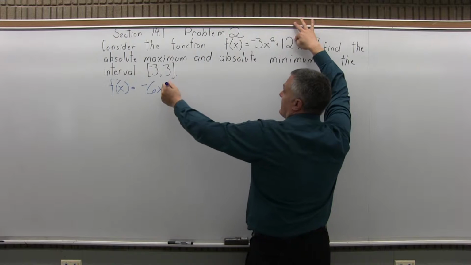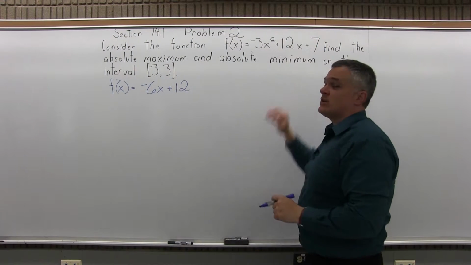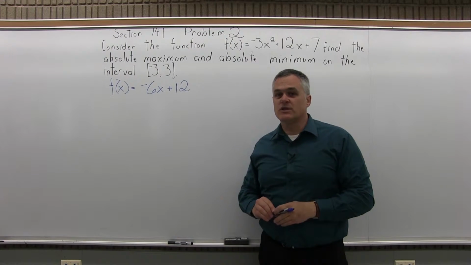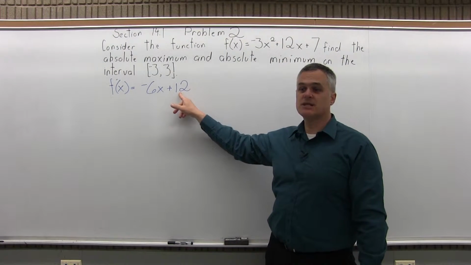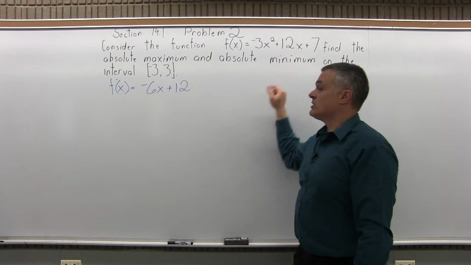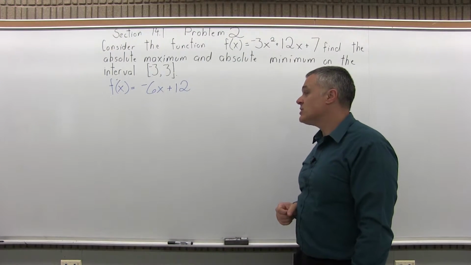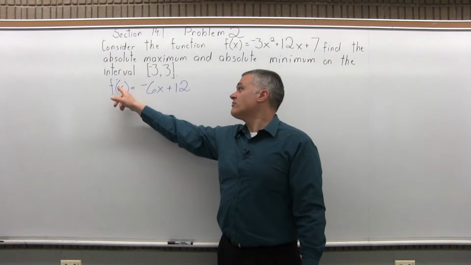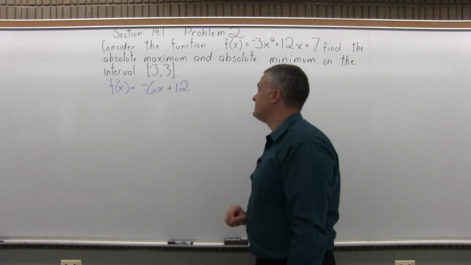The 12x has a derivative of 12. Again, when you take the derivative of something with an x to the first power, its derivative is just the number in front of the x, in this case positive 12. And the plus 7 on the end has no x with it or no variable of any kind, so its derivative is 0. So the answer for step 1 is f prime of x equals negative 6x plus 12.